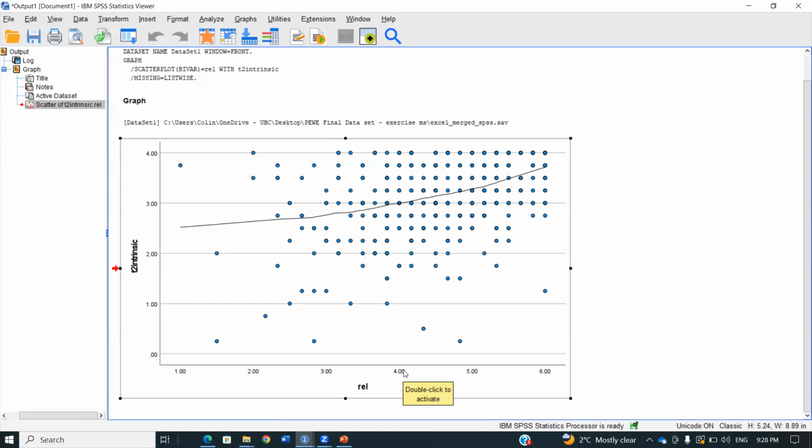Obviously, if someone has a score of 4 for relatedness, they could be around a 3 out of 4 on intrinsic motivation. They could also be all the way down here. Same thing with this person here. They have a score of 6 on relatedness, but their intrinsic motivation, according to them, is quite low, where most people are very high. You could have, for example, another person with really low relatedness and high intrinsic motivation.